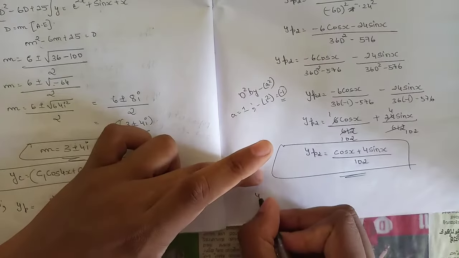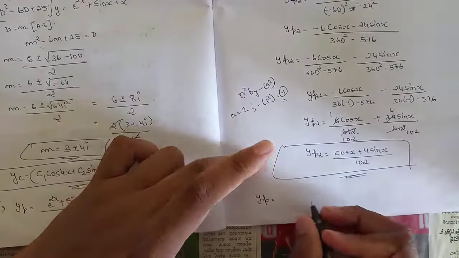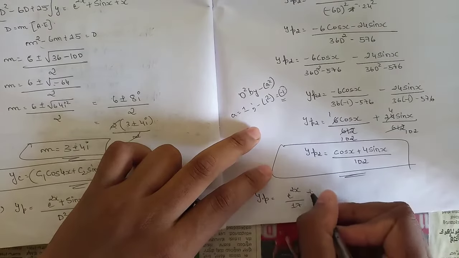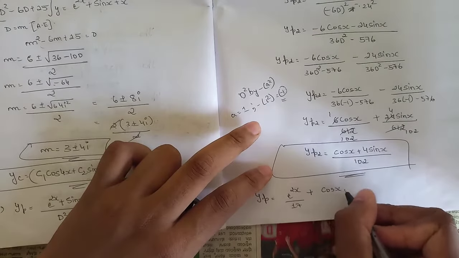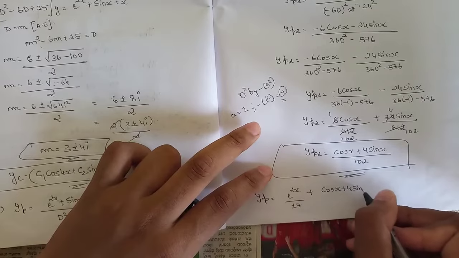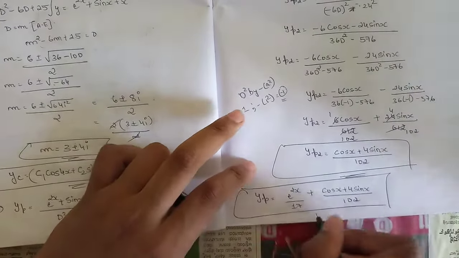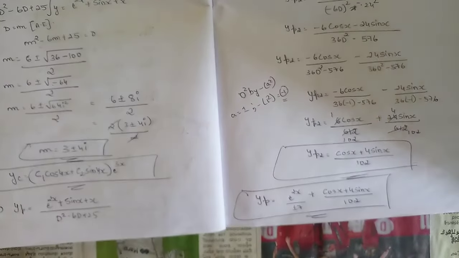So finally we can write yp as yp1 plus yp2, that is e power 2x by 17 plus cos x plus 4 sin x upon 102. So this is your required particular integral.